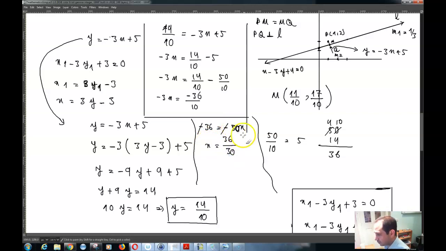So x is equal to 36 over 30. Divide by 2, you get 18 over 15. Divide by 3, you get 6 over 5. That is 6 fifths. x is equal to 6 fifths.